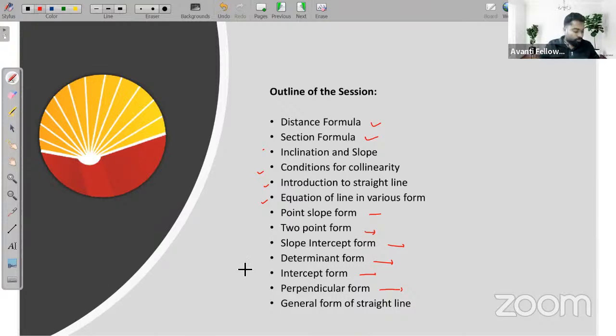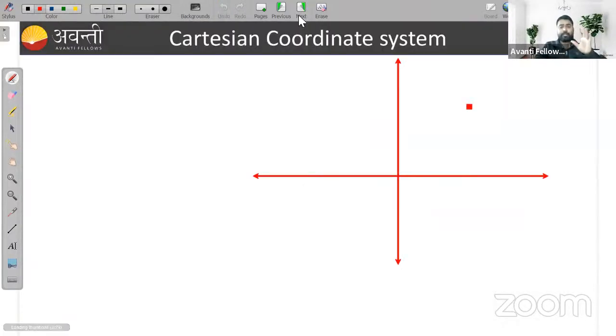So we'll start now our new chapter, straight line, and trust me, from coordinate geometry and conic sections, 3 to 4 questions you will get in JEE Mains. If you study all these chapters thoroughly, then you will be able to attempt the questions in the examination. Okay, so let's start from the first thing, Cartesian coordinate system.